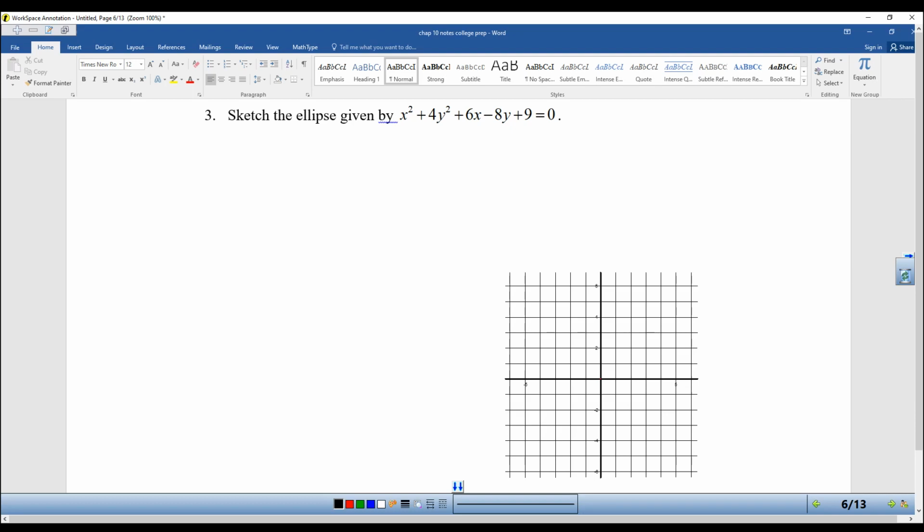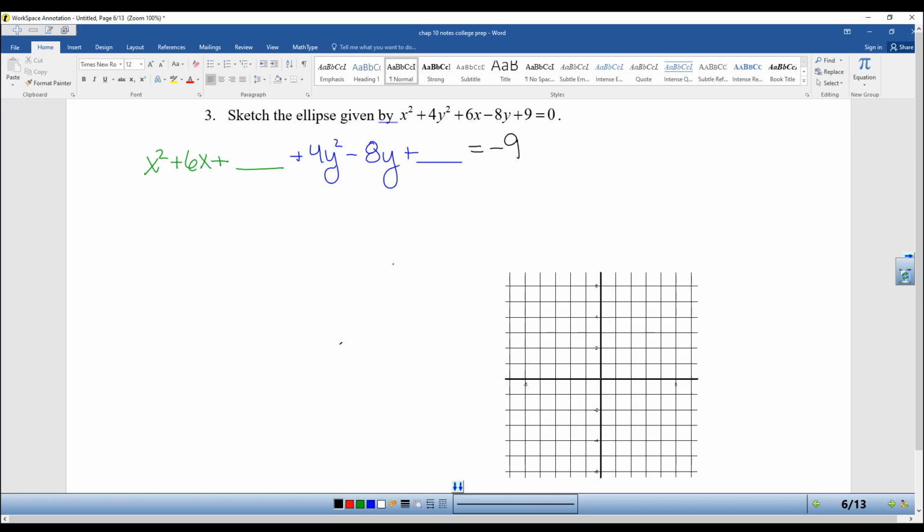Okay, pay attention. So we're going to put all of our x's together. X squared plus 6x, and then I personally am going to write blank. And then I'm going to put my y's together. 4y squared minus 8y plus blank. And then I'm going to put the number on the other side. I don't need that with this.